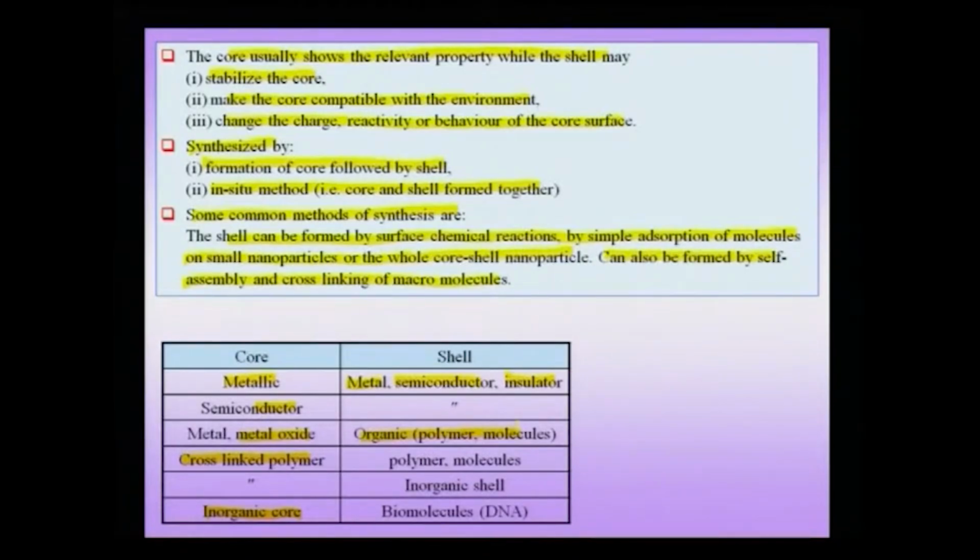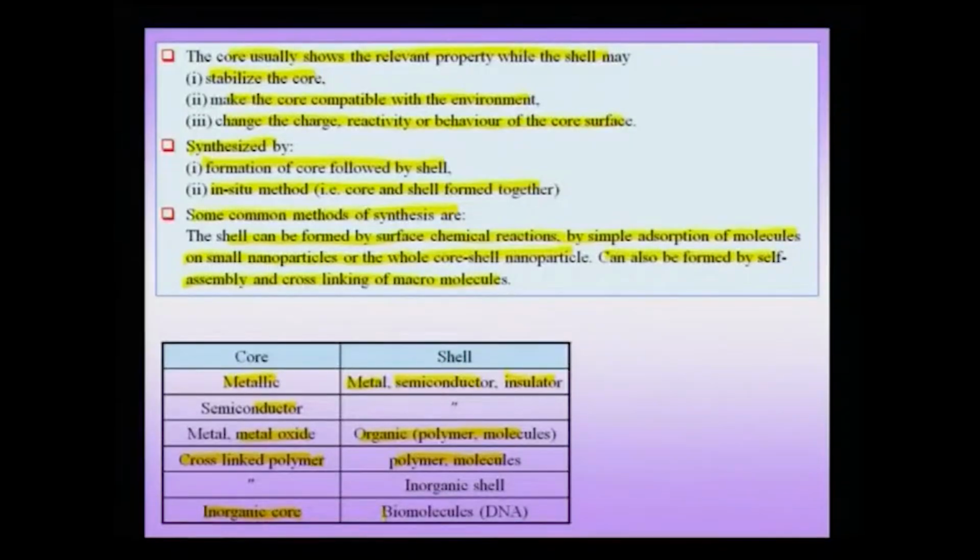And if you have a polymeric core, then what is typically done is you put polymeric molecules around polymeric cores. Typically there are fewer examples of metallic or semiconducting shells around polymeric cores, and you can put biomolecules around, for instance DNA around inorganic cores. So there are a wide variety of choices when it comes to the core and shell.